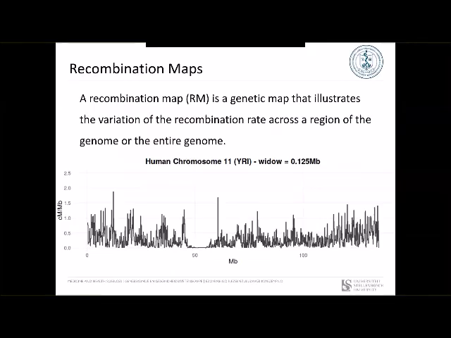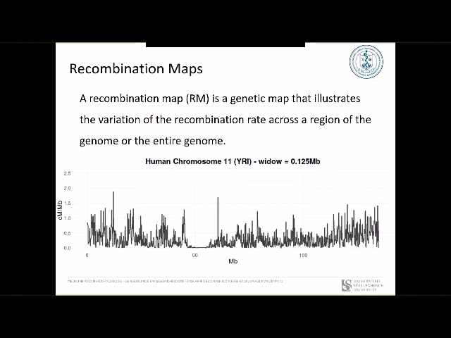So a recombination map is a genetic map that illustrates the variation of the recombination rate across a region of the genome or the entire genome. Thus, it has information regarding the physical distance and the genetic distance of a genetic marker. Previous analyses of recombination in mammals have shown that crossover events tend to cluster together in areas known as hotspots. In these areas, the recombination frequency tends to be many folds higher than the surrounding genome.